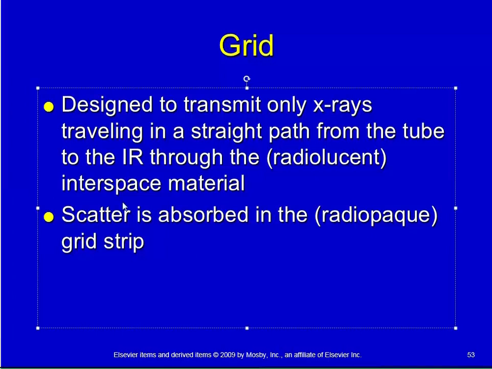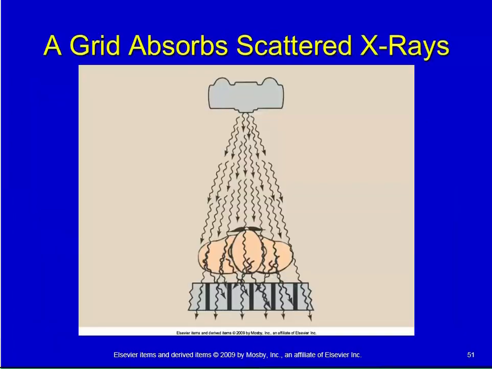So again, grids are designed to transmit only X-rays traveling in a straight path, or a straight-ish path, from the X-ray tube through the radiolucent material, and the scatter is absorbed on the radiopaque grid strip. So we're going to refer back to the graphic, or the image, and it's posted throughout the PowerPoint, and we'll look at this over and over again.